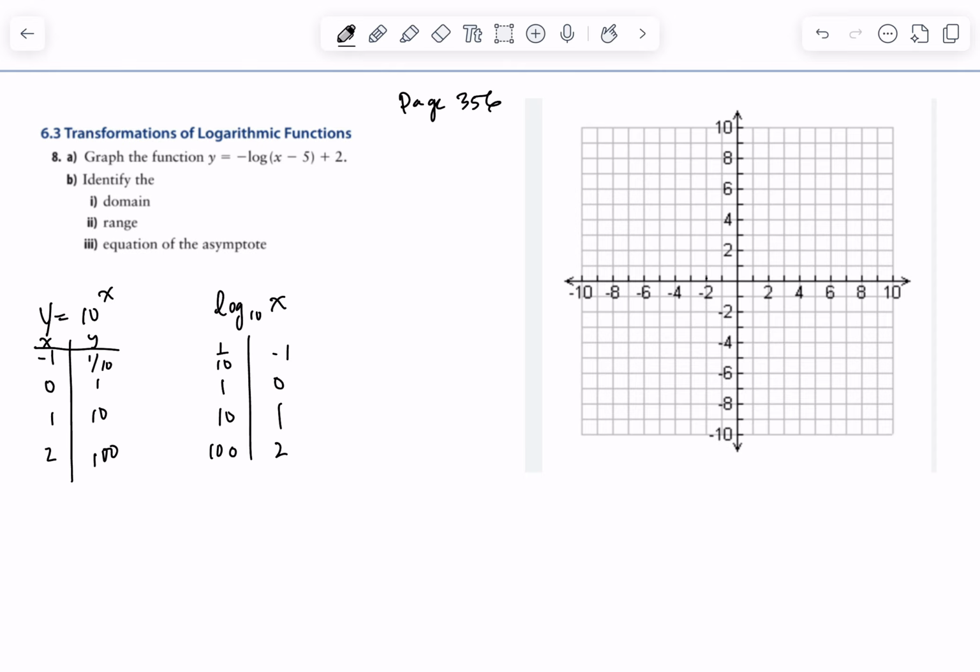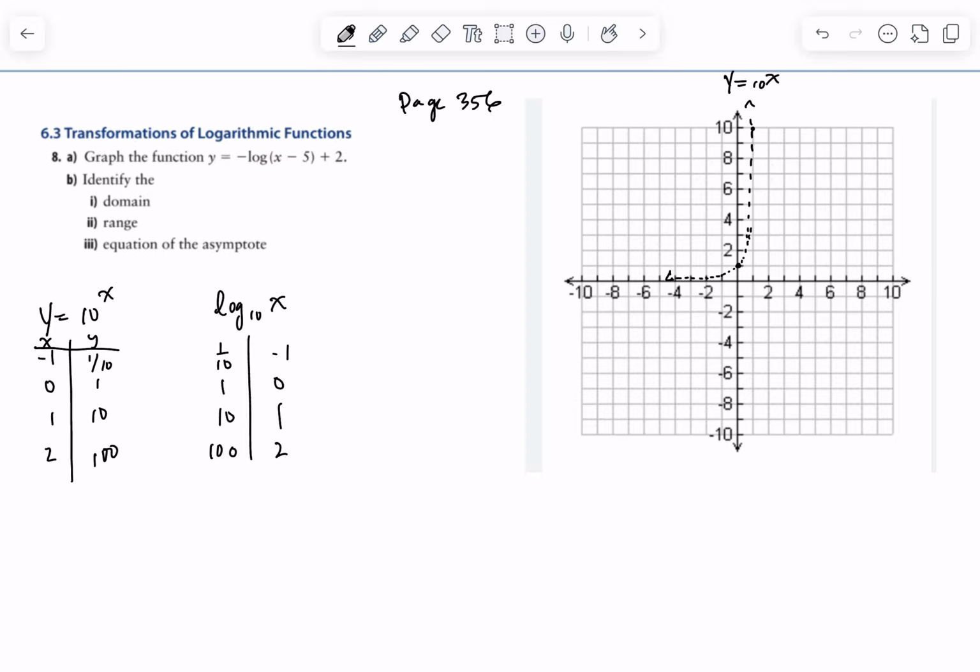So very close to the asymptote, or the x-axis. It's going to go through 1, and then 1 is going to be up here. So it's pretty steep. This will be our exponential. That's the graph y equals 10 to the x.